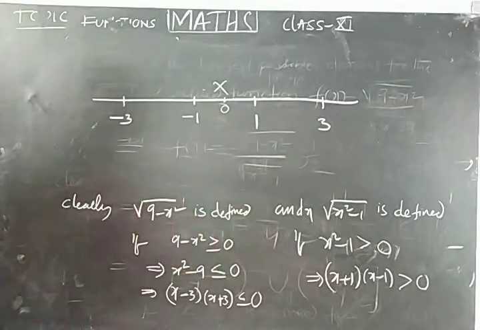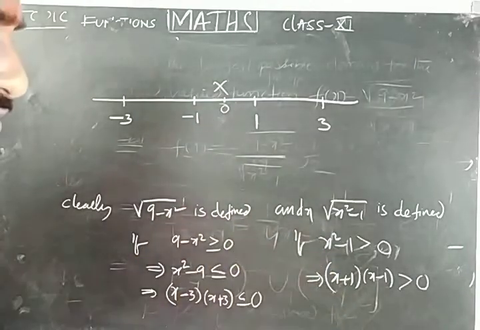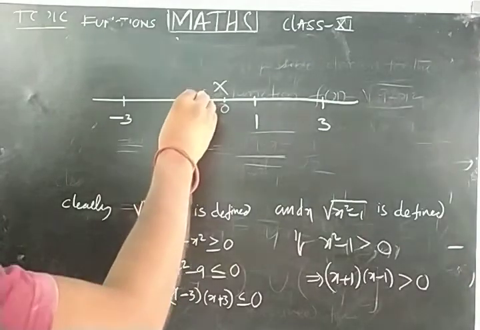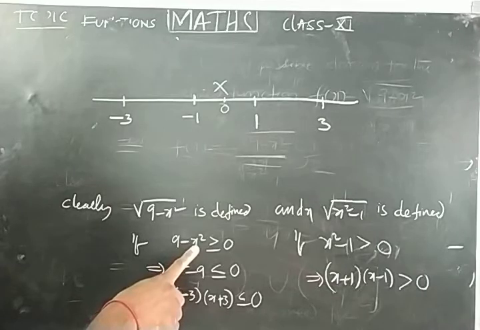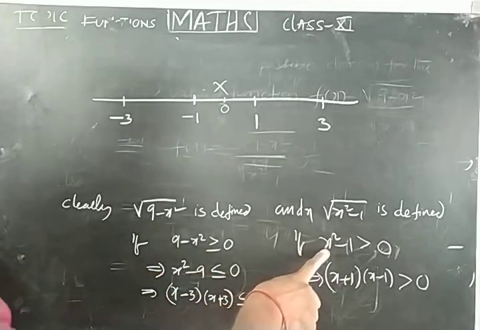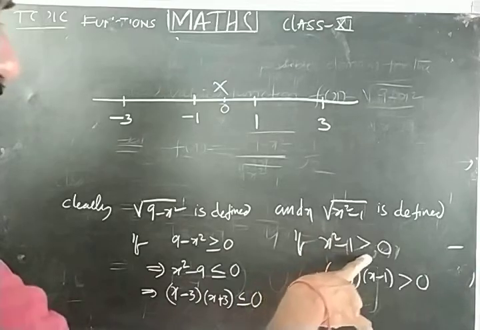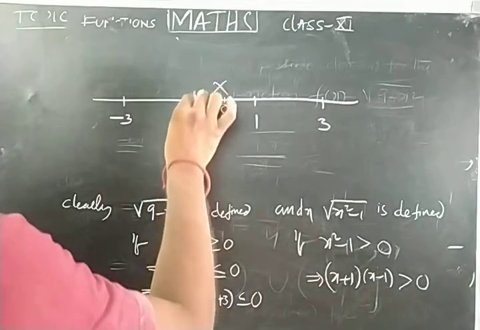Minus 1 to plus 1 we should not take. Why? Because if at least one value does not satisfy both functions, you should not take it. Now suppose I am taking minus 1. Substitute minus 1 here: 9 minus 1 is positive, no problem. Here minus 1 whole square plus 1 minus 1 is 0. But here we don't have an equality symbol, so we should not take this end point also.